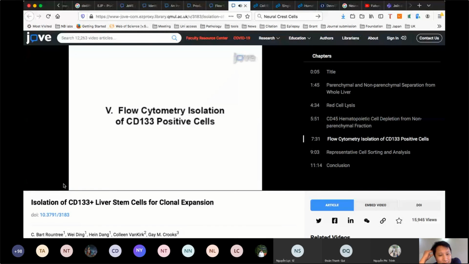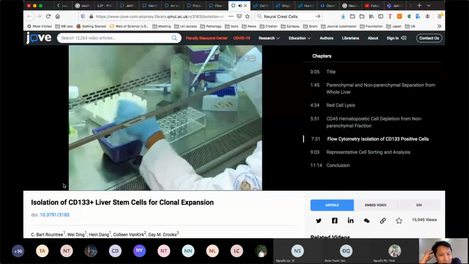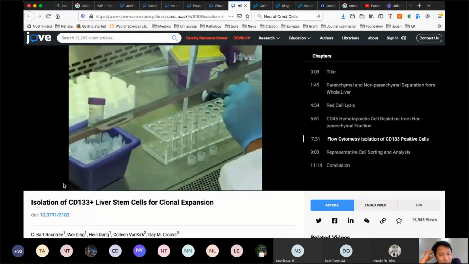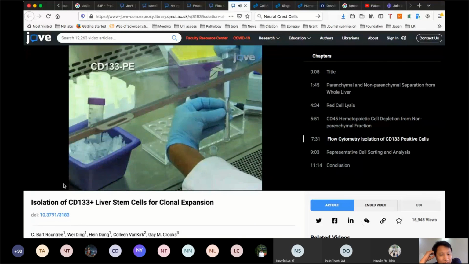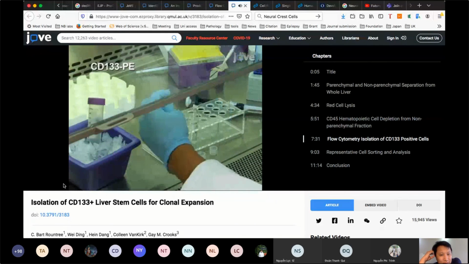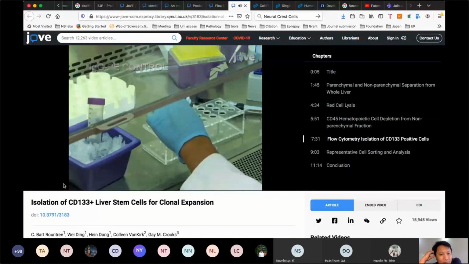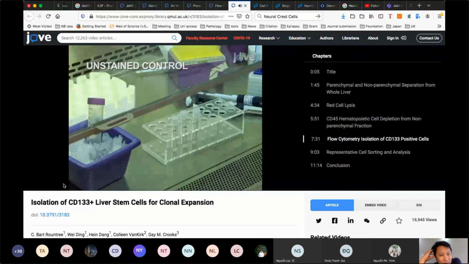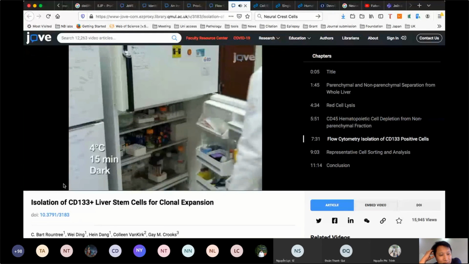Next, flow cytometry is performed to isolate CD133 positive cells. Resuspend cells in Miltenyi buffer at 10 to the 7th cells per 100 microliters. Aliquot 100 microliters into 3 tubes. To the first tube, add 2 microliters of CD133 PE conjugated antibody. To the second tube, add IgG PE conjugated antibody as a control. The third tube of cells will serve as the unstained control. Incubate at 4 degrees Celsius for 15 minutes in the dark.